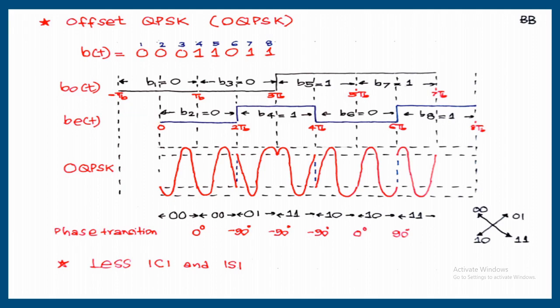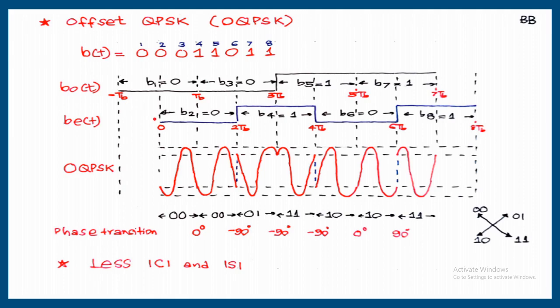So first bit is starting from this point. After TB second, start the second bit. So even bit is starting from 0 to 2 TB, first bit, that is bit number 2. Then 2 TB to 4 TB, bit number 4. 4 TB to 6 TB, bit number 6. 6 TB to 8 TB, bit number 8. So this is the meaning of that offset. Offset existing between odd bit and even bit.